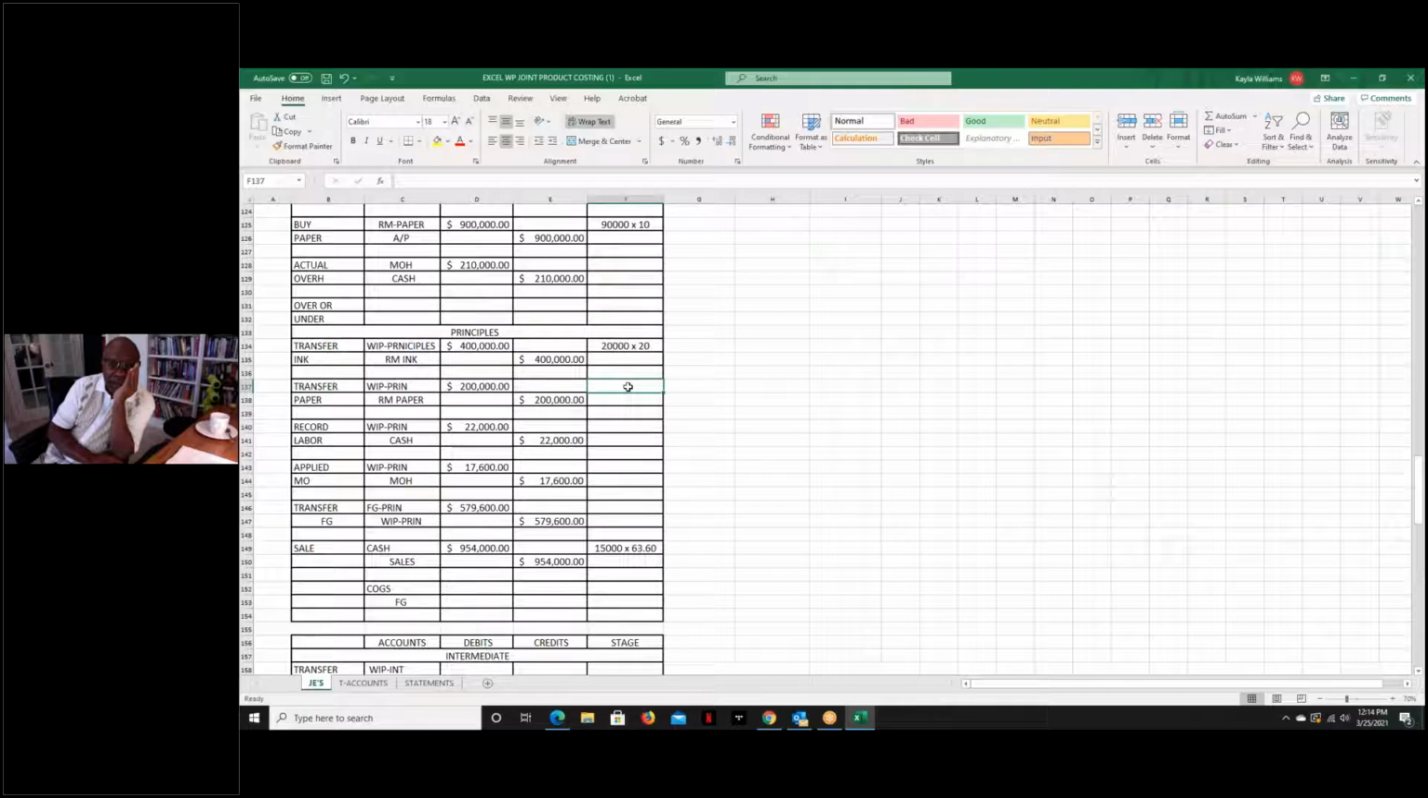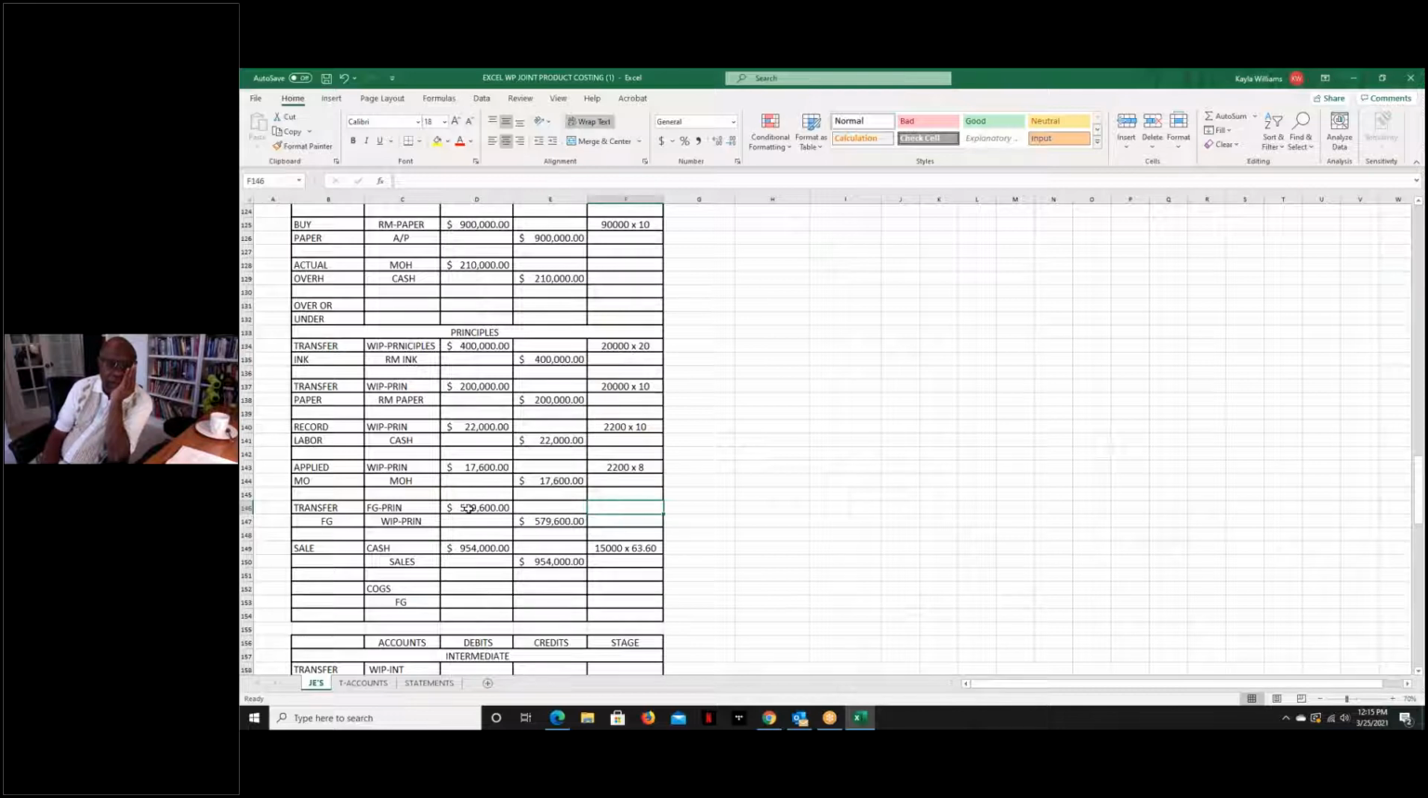Then you have 20,000 times 10. Then we have 2,200 times 10. And then 2,200 times 8, which is the activity rate. We're not at materials yet, so we'll pass that for now. Now we need to go to that finished goods account and make the calculation.